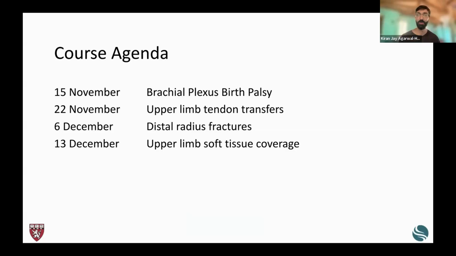So our course involves 4 live sessions. Today's first live session is on brachial plexus birth palsy. Next week on Saturday, we'll do upper limb tendon transfers. And then in early December, we'll take a little bit of a break and then start again on December 6th with distal radius fractures, followed by upper limb soft tissue coverage.